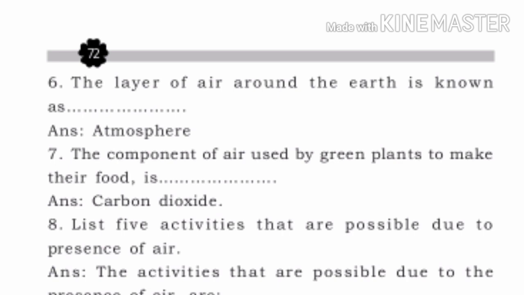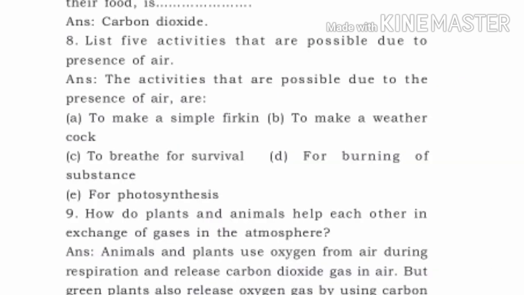Seventh one, the component of air used by green plants to make their food is carbon dioxide. One of the components of air is what? Carbon dioxide. Eighth question, list 5 activities that are possible due to the presence of air. The activities that are possible due to the presence of air are: A. To make a simple firki. B. To make a weathercock. C. To breathe for survival. D. For burning of substances. E. For photosynthesis. All these things we have discussed in the class.